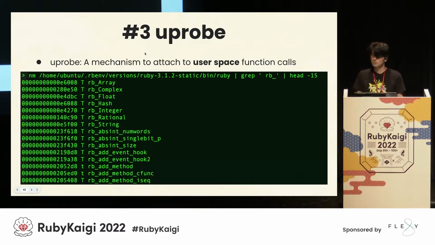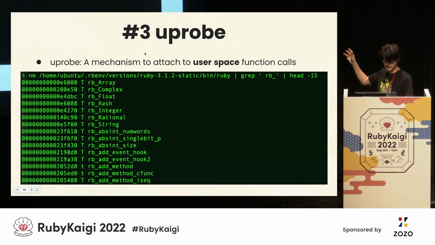So, the third key probe is uprobe. It is a mechanism to attach to user space programs' function calls. It's like kprobe, but it is for our programs.